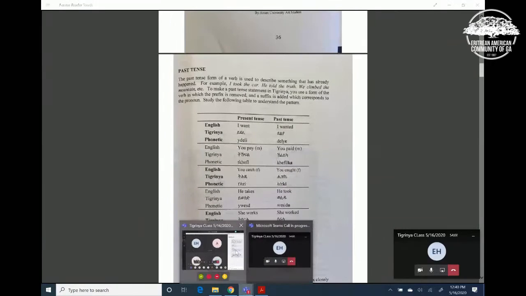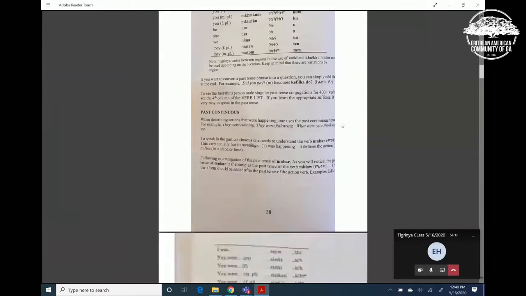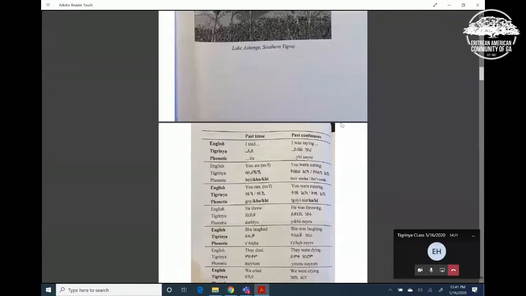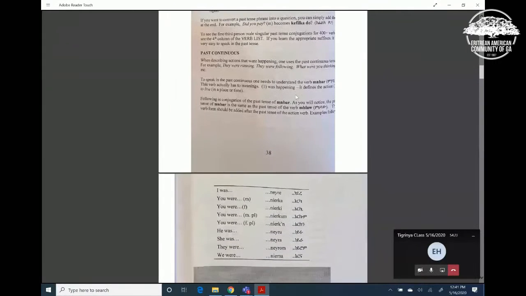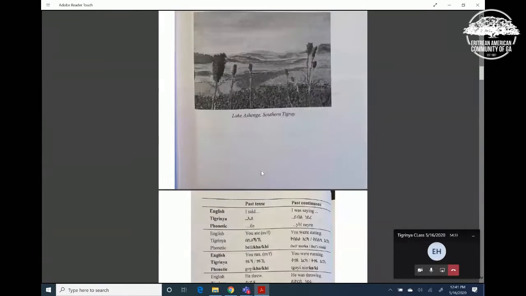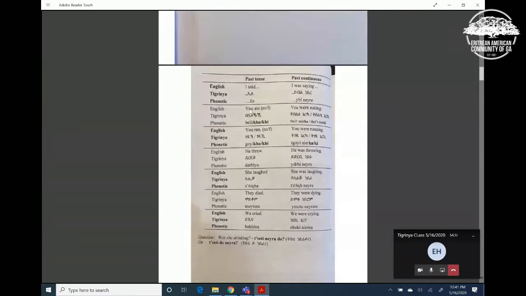Does anyone have any questions about that? If not, we can move on to the final portion, which was the past continuous, which is another review of present continuous. So if you want to say someone is doing something in the past, the way you do it is, let's say for eat, you ate.